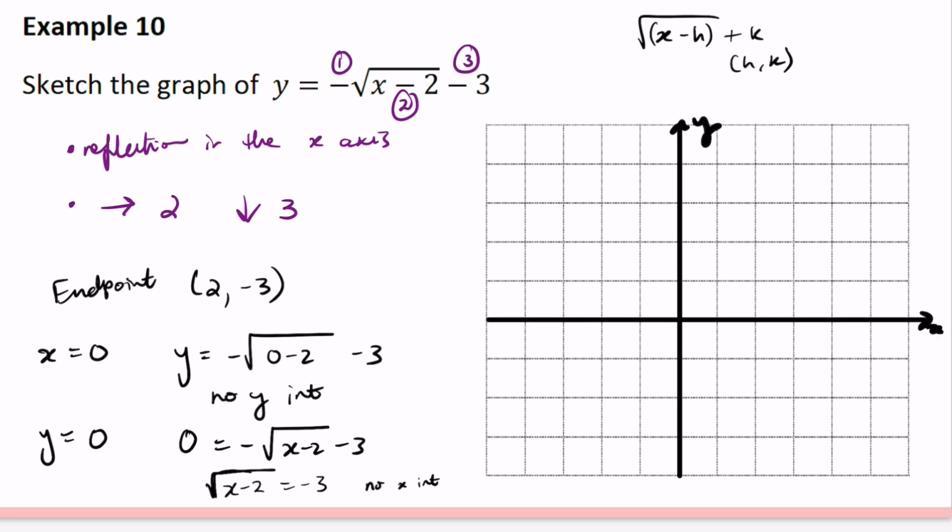So it'll be our x and y. I'm going to put in our endpoint. So if I say that this is 2 and 3, I'm going to go up by 2 every grid line. So that's 2 and negative 3. And as we know, there's a reflection in the x-axis, so our normal square root function does this, whereas our reflection would be looking more like this. And that's it. That's your transformed function.